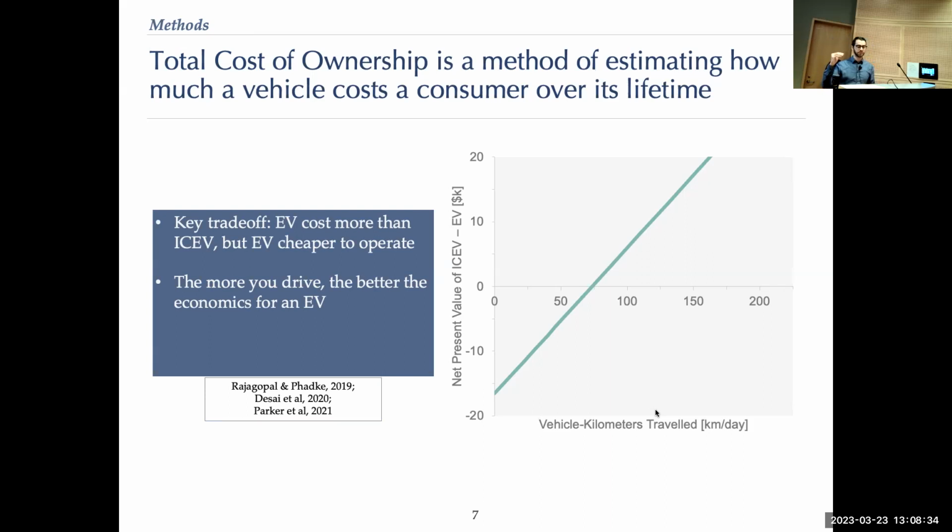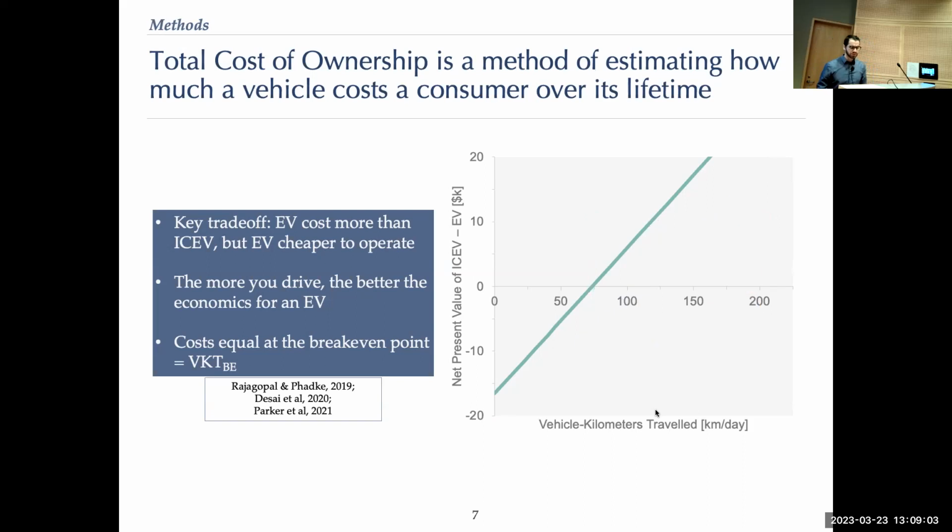That gap is really big between a gasoline car and an EV. But the more you drive it, the more you take advantage of the fact that it's cheaper to drive an EV. Eventually you reach a point where it intersects the x-axis, the amount that you drive on a daily basis, where that gap becomes zero. We call this the break-even point in vehicle kilometers traveled, or VKT. VKT is just a fancy way of saying how much you drive on a daily basis.